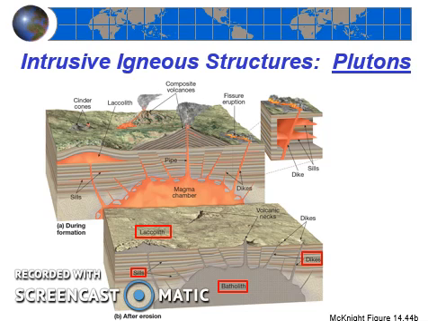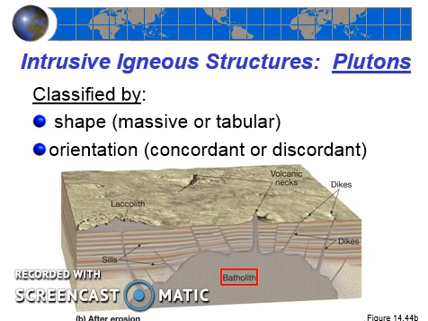We will study 4 specific plutonic landforms, 4 specific plutons: batholiths, laccoliths, dikes, and sills. We classify plutonic features by 2 criteria: their shape and their orientation. The shape can be either massive, which I like to describe as a big old blob, or tabular, which is a planar feature, although on a diagram it can look more like a linear feature.